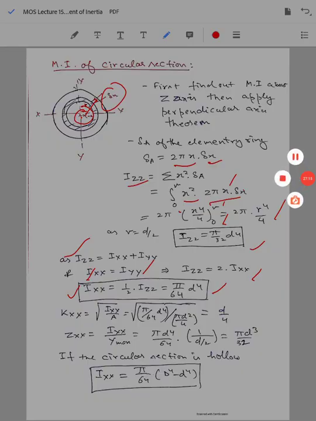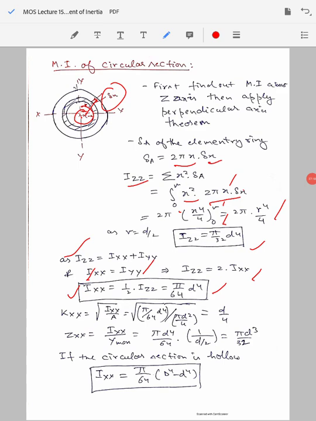We can calculate the radius of gyration kxx by dividing the moment of inertia by the area and taking the square root of this quantity. Area will be pi d square by 4, so that gives you the kxx value as d by 4. You can also calculate the section modulus Zxx by dividing the moment of inertia by ymax. Ymax will be the extreme fiber, situated at a distance d by 2 from the center or the z axis, so ymax is equal to d by 2. That gives you the section modulus value equal to pi d cube by 32.